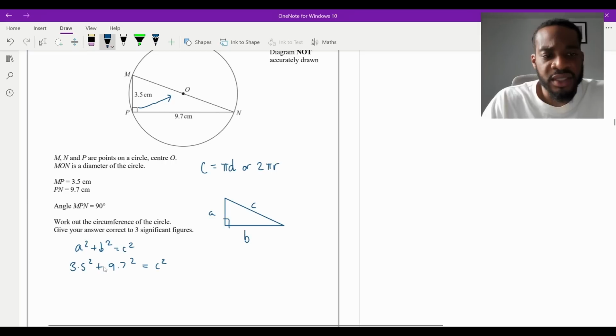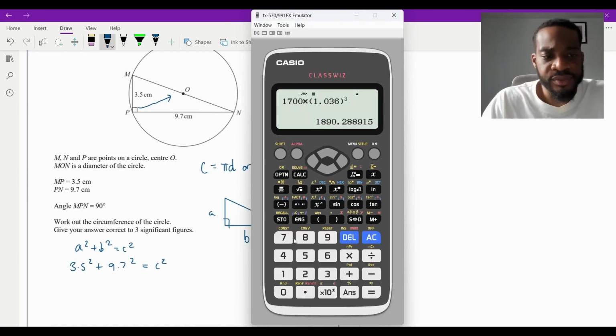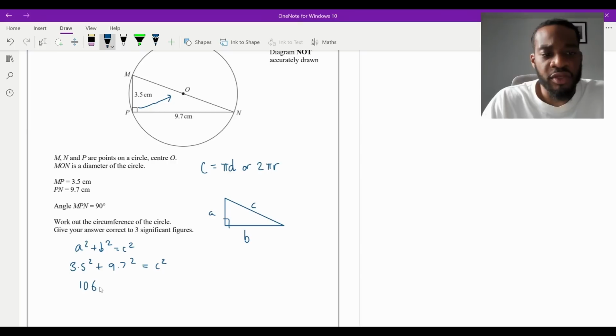So with that being said, let me put this in my calculator and see what I get. It's going to be 3.5 squared plus 9.7 squared, like that. And this is going to give us 106.34. So I'm going to say that 106.34 is going to equal C squared. And by the way, C is equal to MON, isn't it? That distance there, like that.